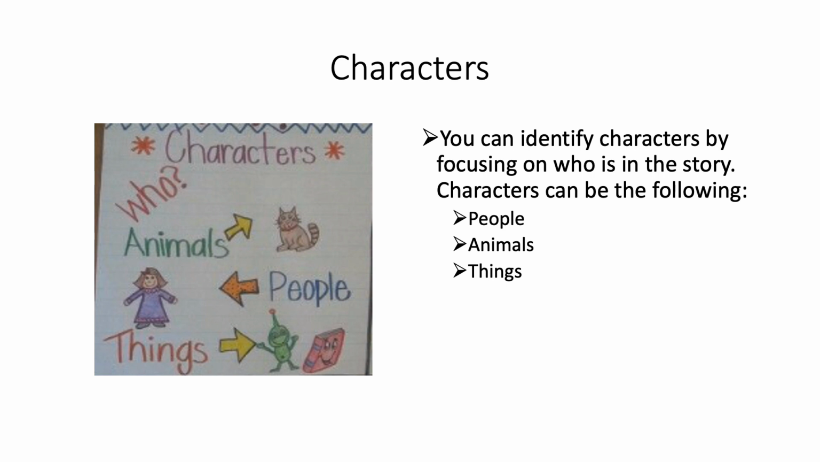Characters can also be in stories in the form of animals, such as cats, dogs, bears, birds. And the last way characters can show up in stories is in the form of things, such as a chair, a book, a spaceship, things like that. So I want you to keep that in mind when you're focusing on how to identify a character in a story.